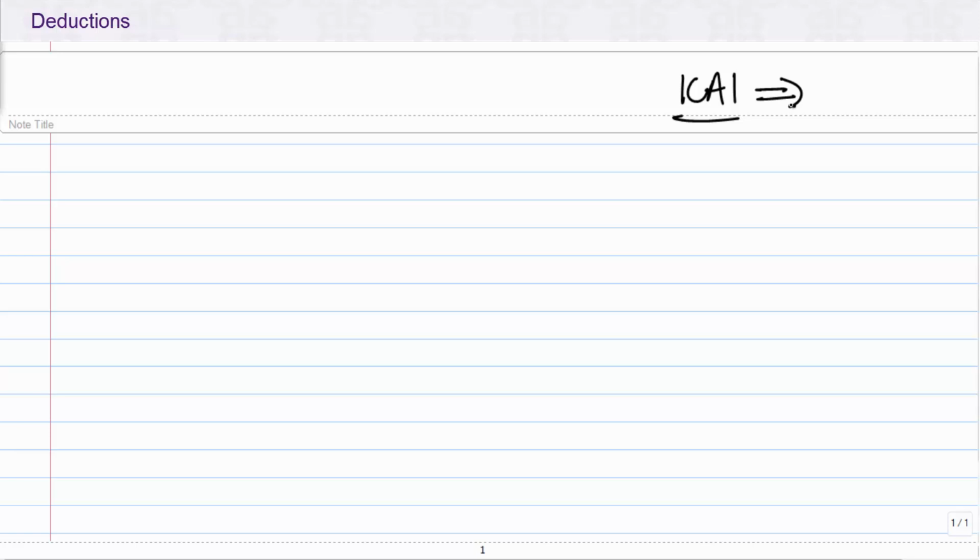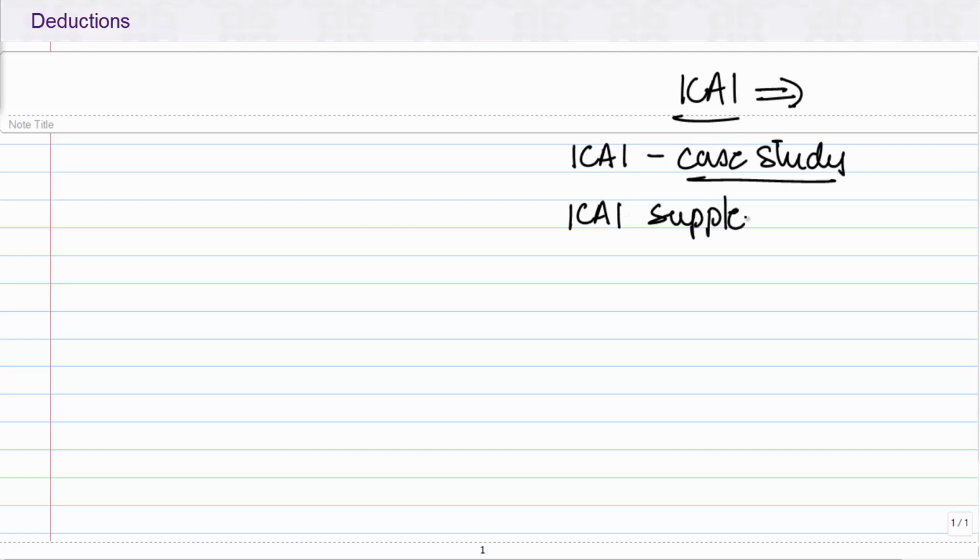We keep searching for case study. Now, ICAI gives you a case study module. So with me, we are going to go through every case given in the ICAI module and discuss it together. Then there is an ICAI supplementary. This gives you all the amendments, and it also gives you questions on amendments.